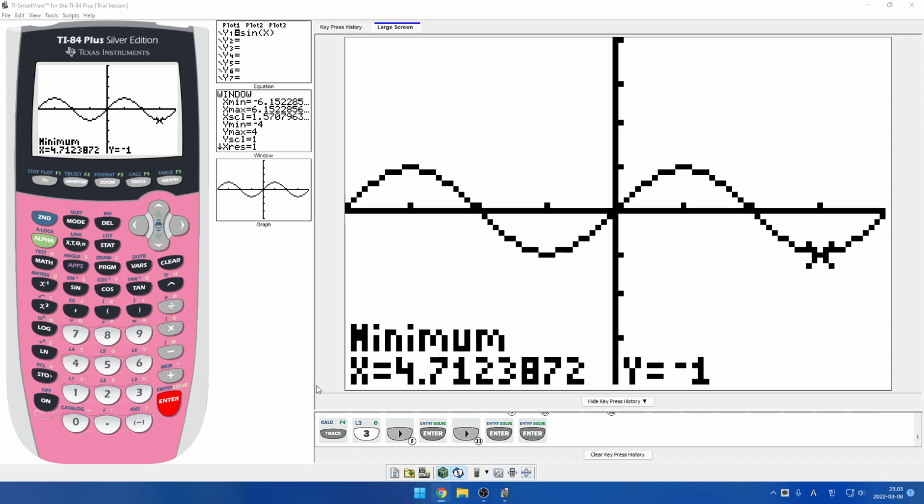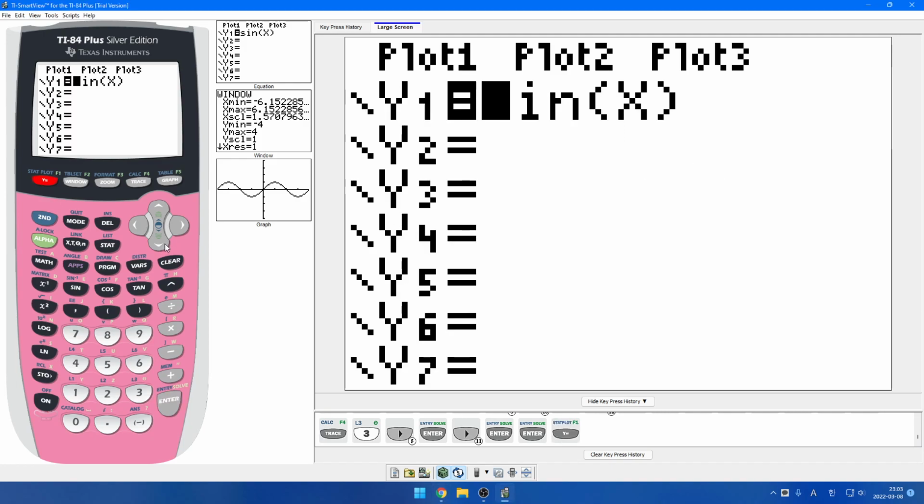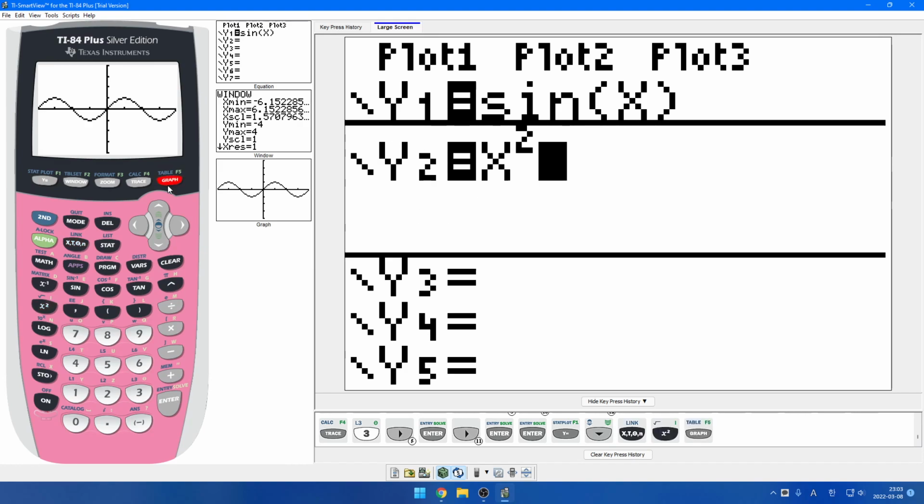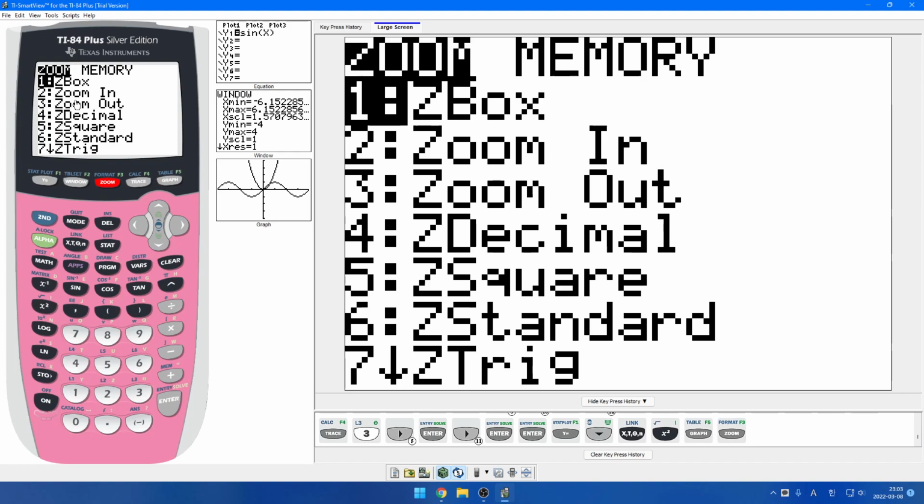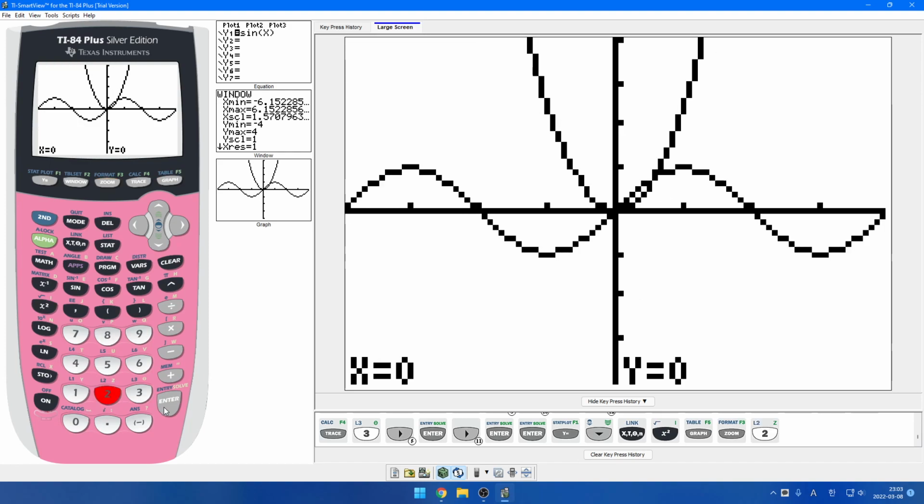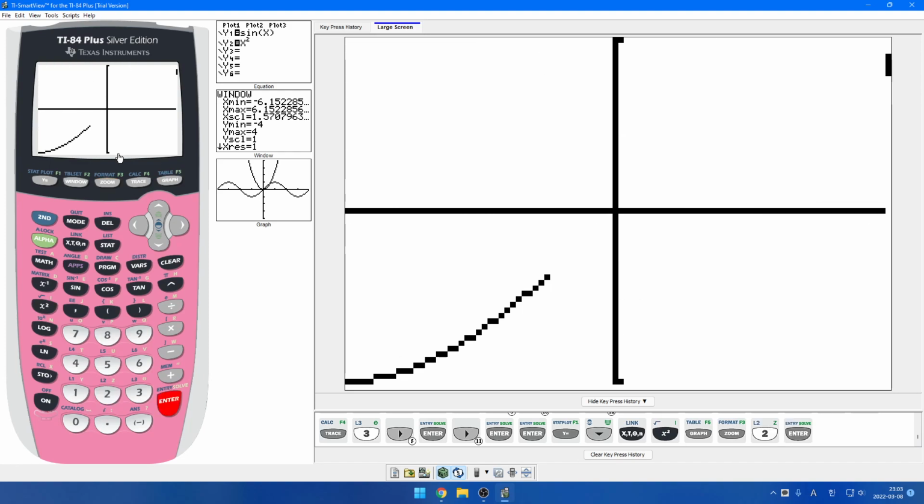Right, okay. The next one is the intersect. What I'm going to do is put in another function, let's say x squared. And then let's see what it does. Aha, okay. Let's zoom in just a bit because we want to see closer. See what it does. It zooms in.